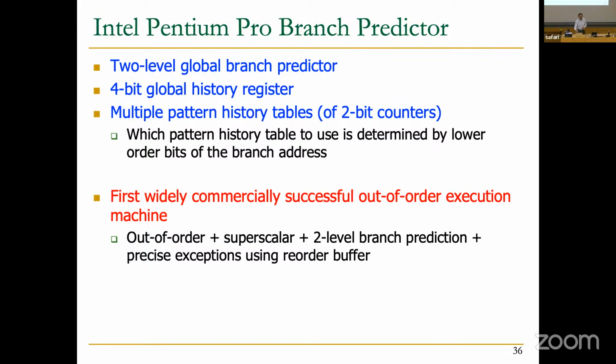And what made this processor really successful was a combination of all of these. We've already seen out of order execution, superscalar execution, and precise exceptions using a reorder buffer. Now you know the last component, 2-level branch prediction.